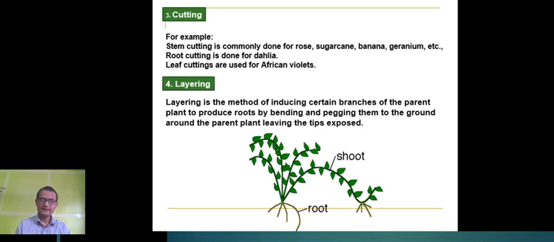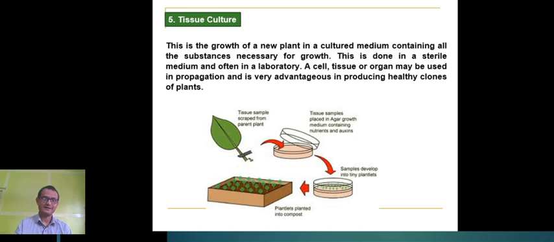Now layering. Layering is a method of taking certain branches of a tree or a plant and bending them into the soil, and after a few days you can find that from the bent portions roots will arise, and that is a kind of layering. Okay, so this is also known as bending and pegging them to the ground around the parent plant to get a new plant. So that is layering.